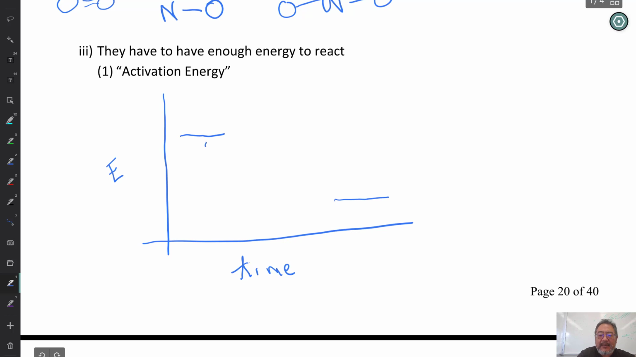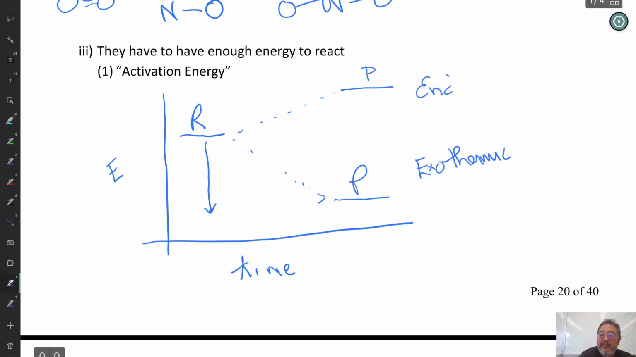We think about if the products are lower in energy, that is going like this, it is exothermic. Okay, and this is my reactants, and this is my products. On the other hand, it can go like this and give me my products up here, and this would be what we call an endothermic reaction. That is, it absorbs heat energy in order to form the products.